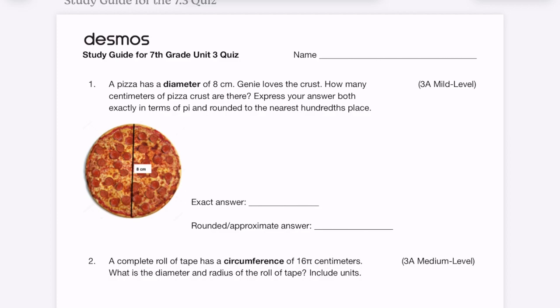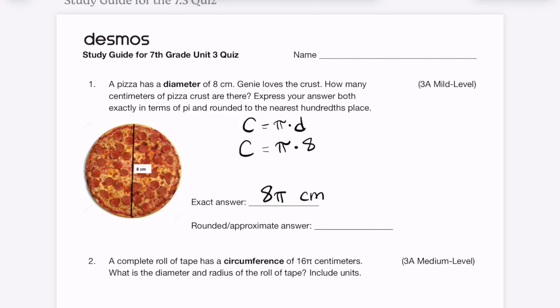Okay, so here we're going to use the formula that the circumference is equal to pi times the diameter. So to find the circumference, I multiply pi times my diameter, which is 8. So my exact answer here is going to be 8 pi centimeters.